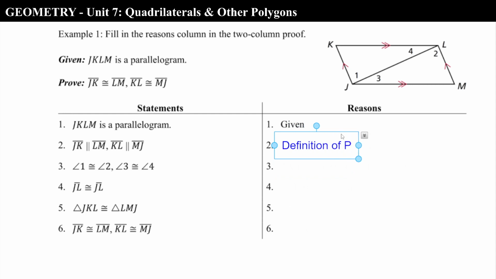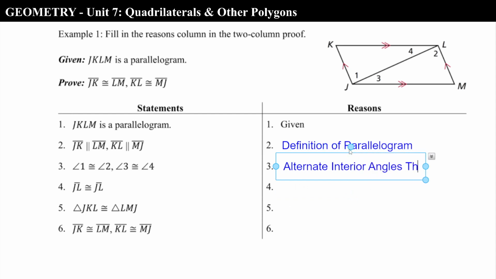Definition of parallelogram. Okay? Now we know that angle 1 and angle 2 are going to be the same. So if we draw this diagonal here, JL, we know that angle 1 and angle 2 are congruent, and angle 3 and angle 4 are congruent, because if we extend JK and extend LM, then what we have is alternate interior angles. And we know that alternate interior angles are congruent. That goes back to Unit 3. So alternate interior angles theorem.